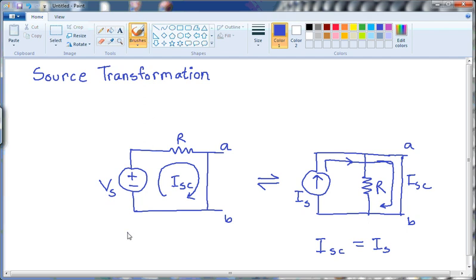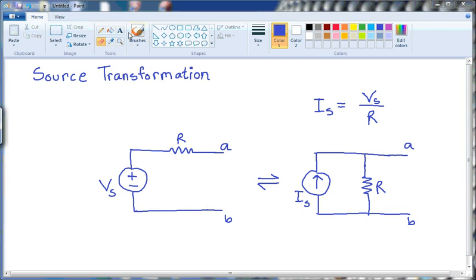Now what is I short circuit? From the given circuit we can calculate I short circuit, which is nothing but Vs over R from Ohm's law. So Is is actually Vs over R. So that is one of our findings: if you want to transform a voltage source to a current source, there has to be a resistor in series with it, so that we can calculate the value of the current source, which is the value of the voltage source divided by the value of the resistor which is in series with it.